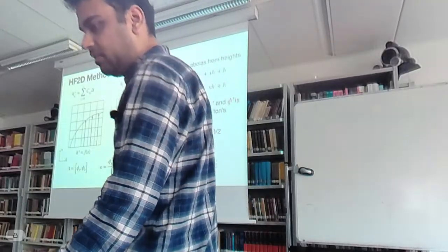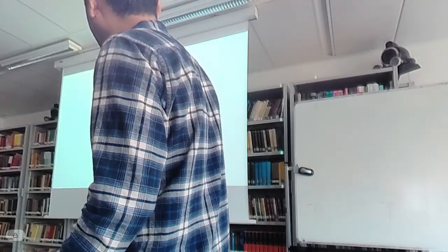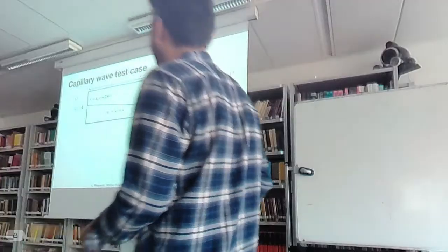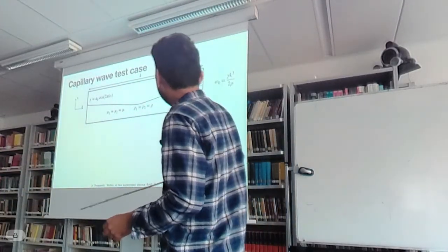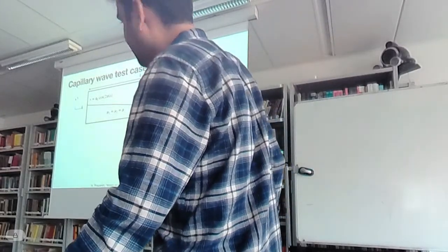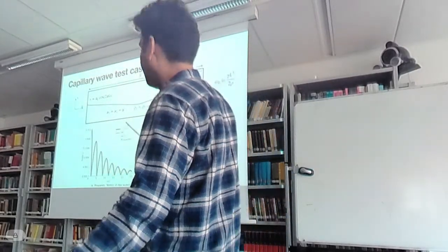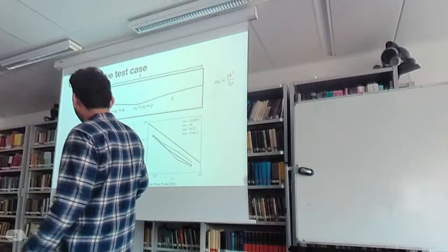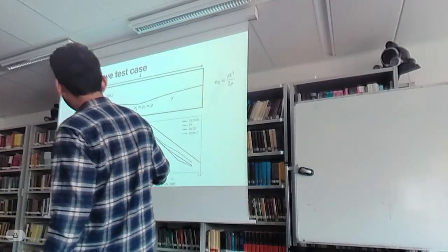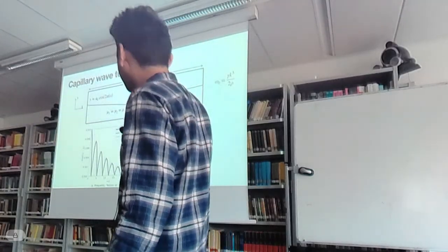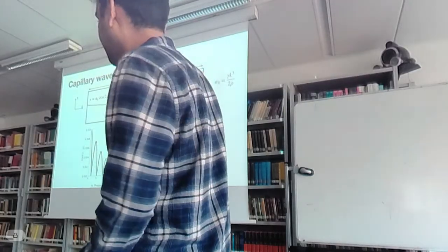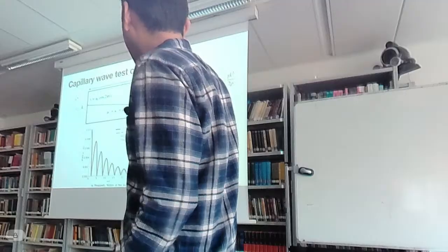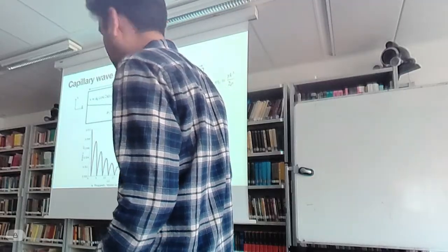And then we go on to test these three methods. For the first test case, we have a capillary wave test case where we have an interface that is slightly perturbed, and we look at the dissipation or the decay of this perturbation, and we have analytical solutions proposed by Prosperetti, and we match with those solutions and we find a good match, and we find order 2 convergence for all the three methods.